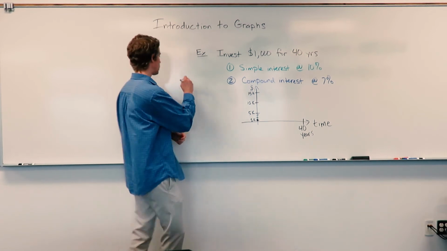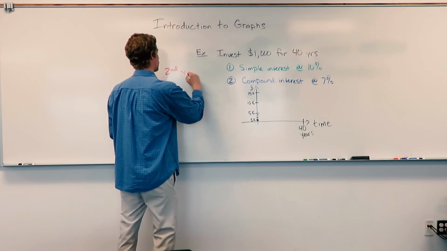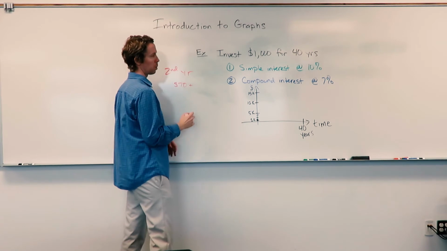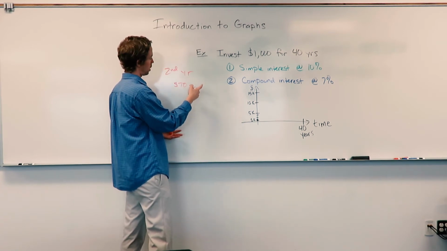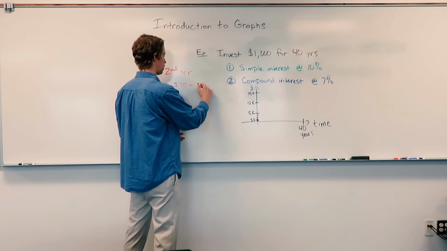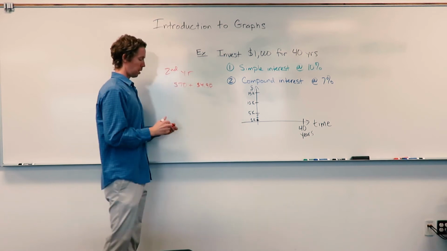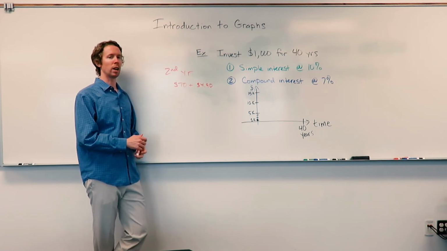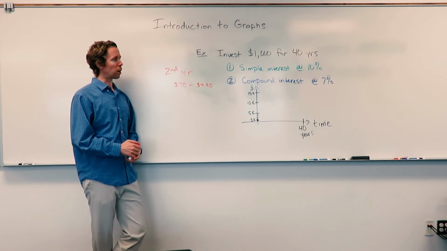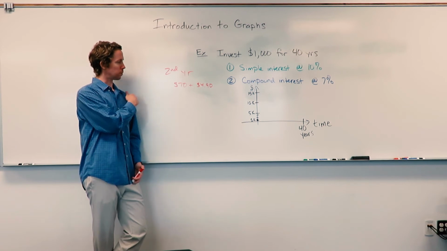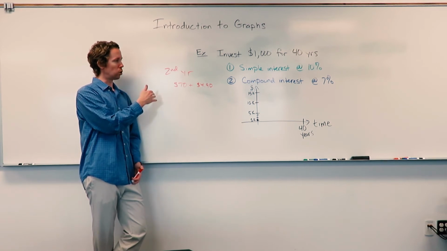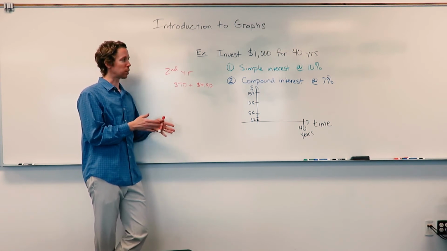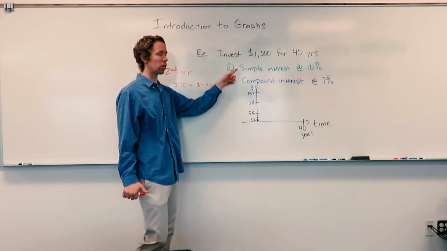So for my second year, I'm going to have my $70 plus 7% of 70. That's about $4.90. So the first year I earned $70. The second year I earned $74.90. Still not quite 100, but each year you earn money on what you've already earned. So the question is, which one would you rather have over a 40-year period?